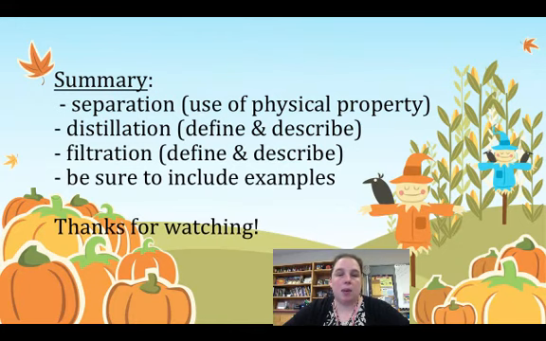Here we go. So we talked about separation as the use of a physical property, and that's based on two different things depending on what kind you're talking about. We talked about distillation and filtration as those two major types. I would make sure to include some examples and make sure you include those physical properties as well in your summary. Remember, summaries are a topic sentence, three details, and a conclusion.